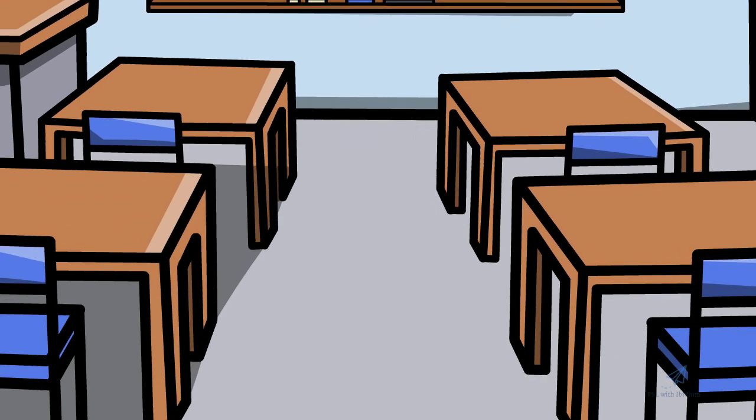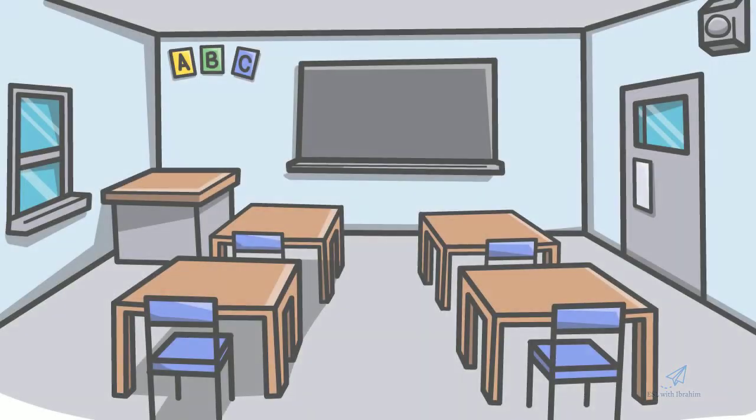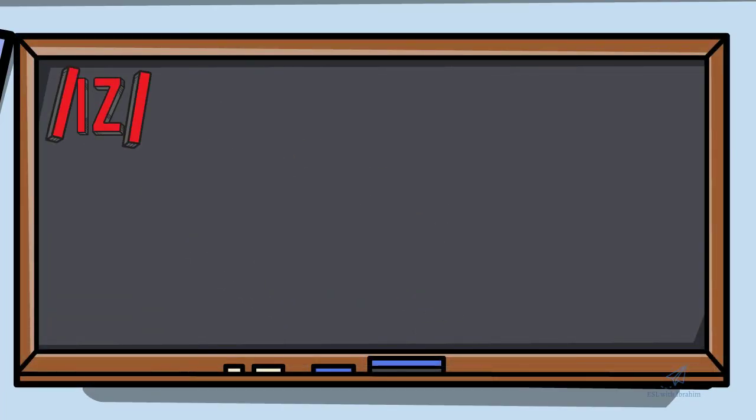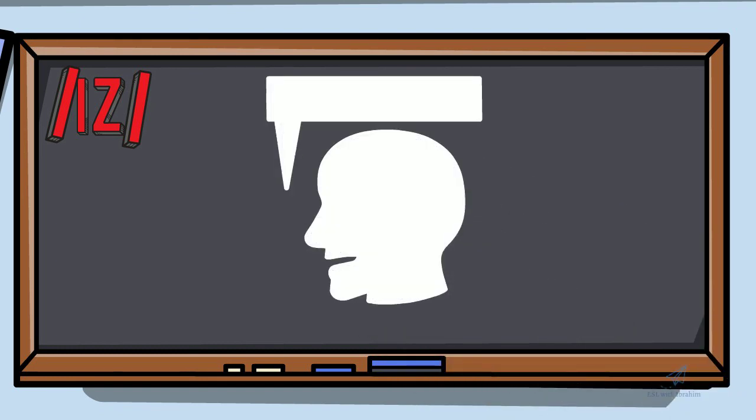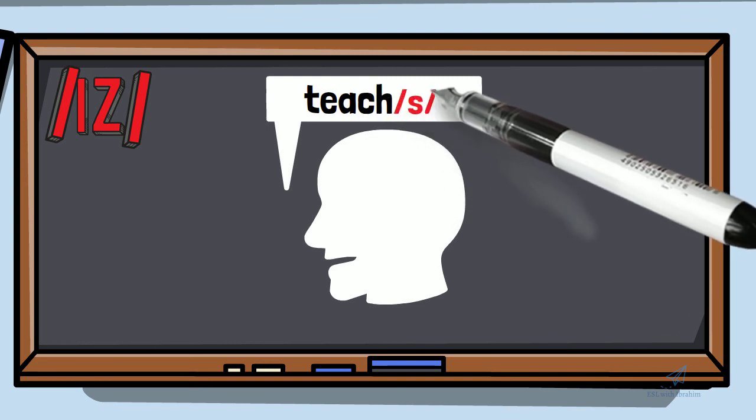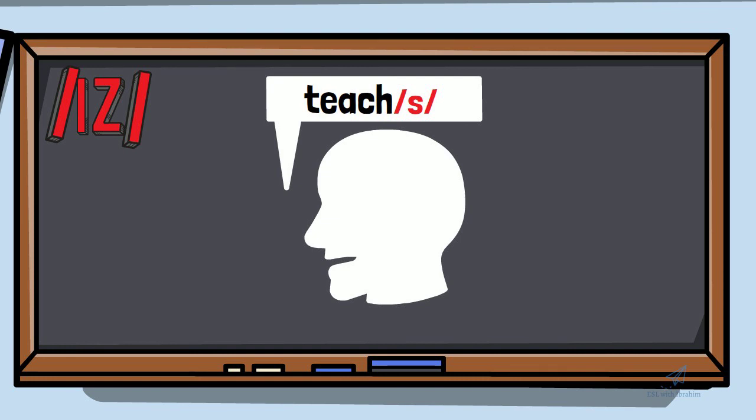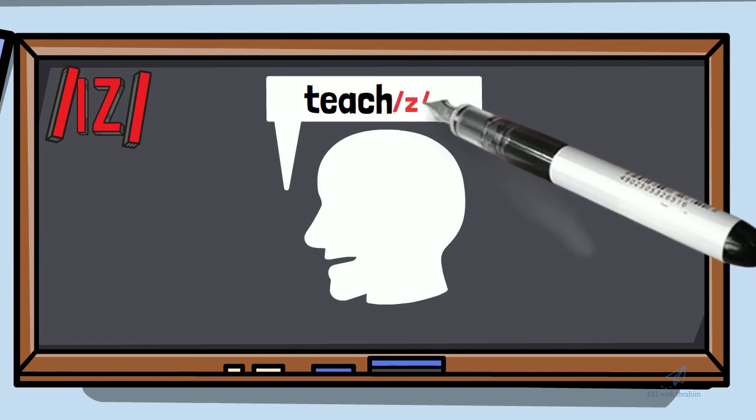That was a long list, wasn't it? But let's not forget the option /iz/. Sometimes we have to add a whole new syllable at the end of the verb to make the pronunciation of the third person S easy and smooth. The syllable is /iz/. Let's use the verb teach as an example. Let's try to pronounce it with the /s/ sound. Teachs. Doesn't work, right? Now let's try with the /z/ sound. Teachz.